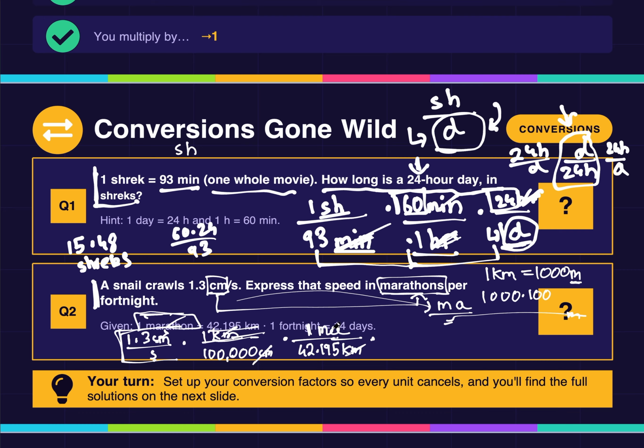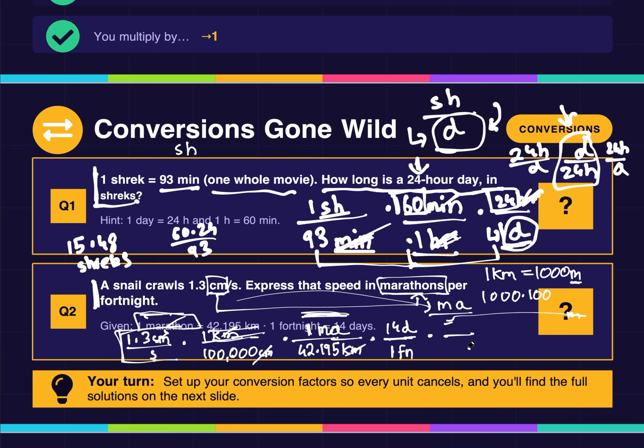Now, we know that marathon is going to be in the numerator. But then how do I change the second to make it into a fortnight? Well, you see over here, 1 fortnight is 14 days, right? So I can write it down like this. I know fortnight is going to be in the denominator. So I can write down 1 FN and then 14 days. But how do I change days to make it into seconds? Or how do I get rid of these days and get rid of seconds as well at the same time?